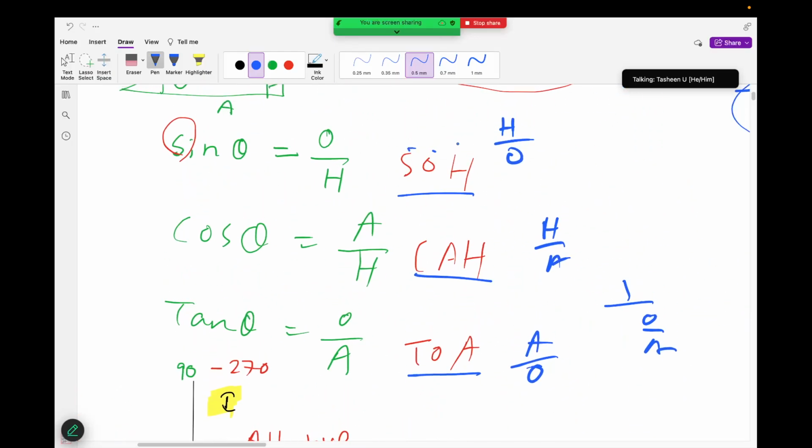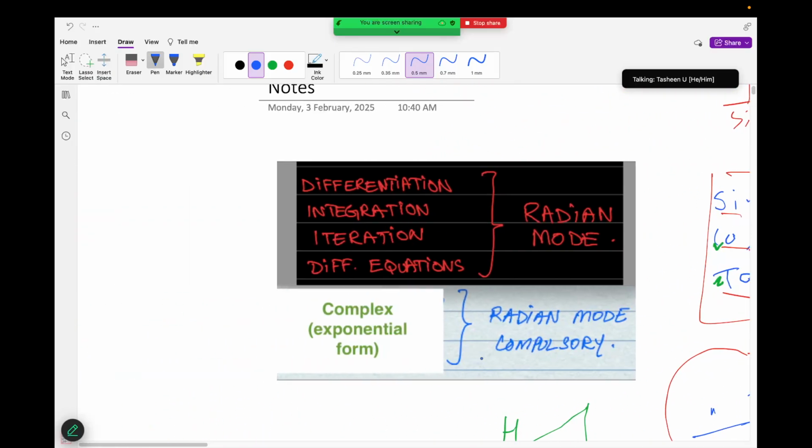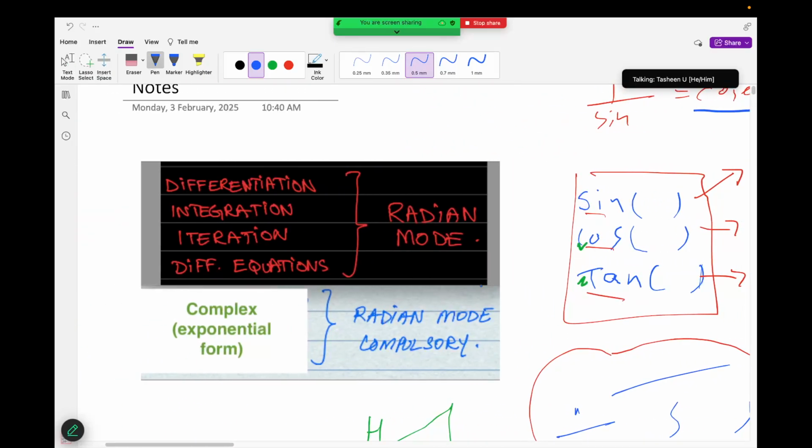Sine equals opposite by hypotenuse, cos equals adjacent by hypotenuse, tan equals opposite by adjacent. Okay, so this is the chapter.